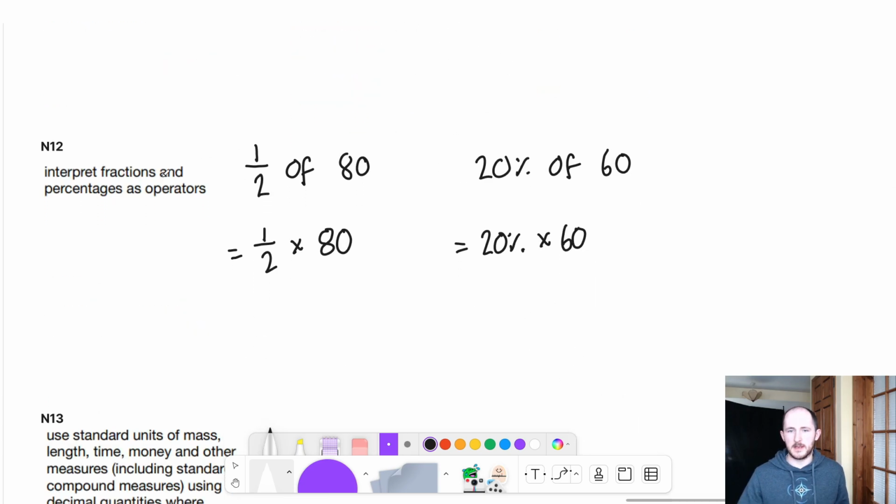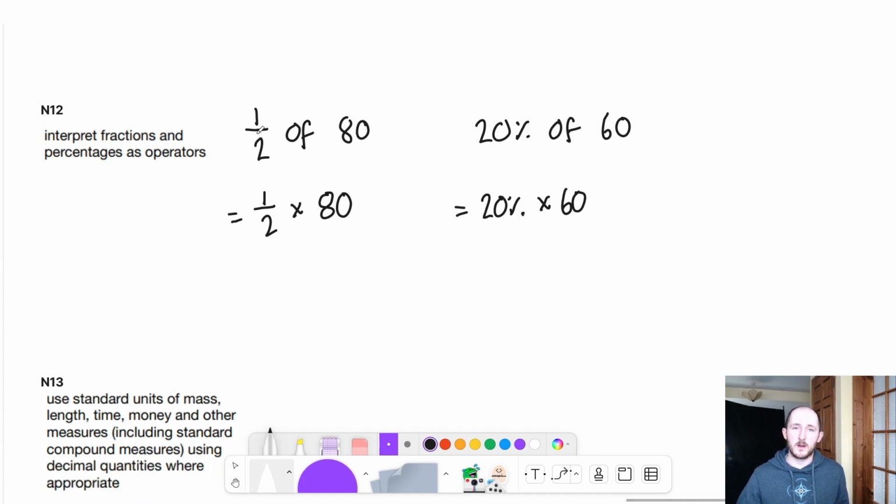You should also be able to interpret fractions and percentages as operators. So when they say, for example, take a half of 80, you should know that that means you're basically timesing. So you're doing a half times 80, so you just do 80 divided by 2 and then times by the numerator. So in this case it would be 40. And the same thing with percentages. Percentages are also operators, so 20% of 60 just means 20% times 60.